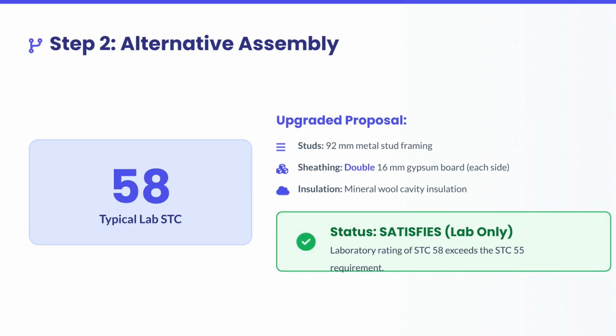The alternative assembly in Step 2 upgrades the sheathing to double 16 mm gypsum board on each side. This results in a Laboratory STC of 58, which satisfies the STC 55 requirement in a controlled lab setting.